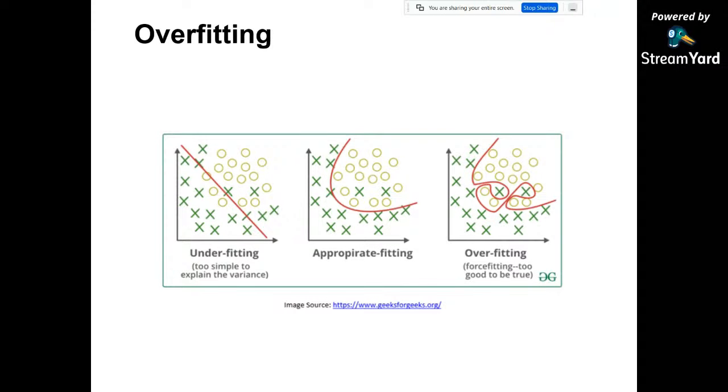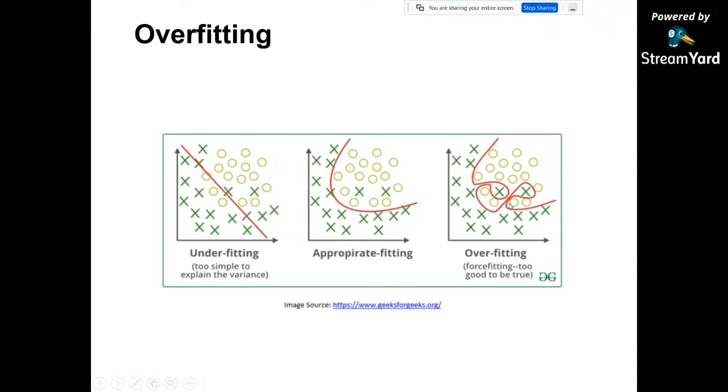This is a beautiful picture I got from GeeksforGeeks, just for understanding purposes. There are three patterns here: the first is underfitting, the second is appropriate fitting, and the third is overfitting. In underfitting, it is not able to classify the crosses and bubbles properly, so the predictive power is very low. In the third one, it is almost accurately classifying each and every point, which is why we say it is overfitting.